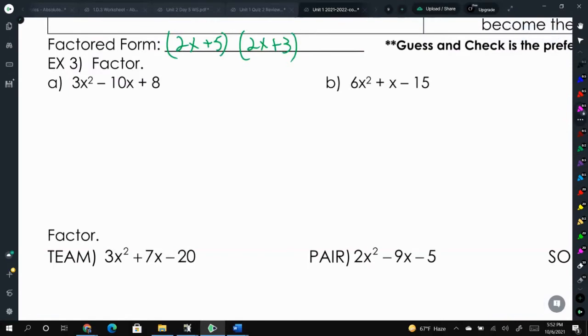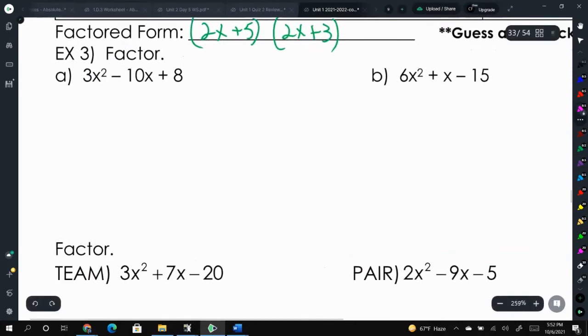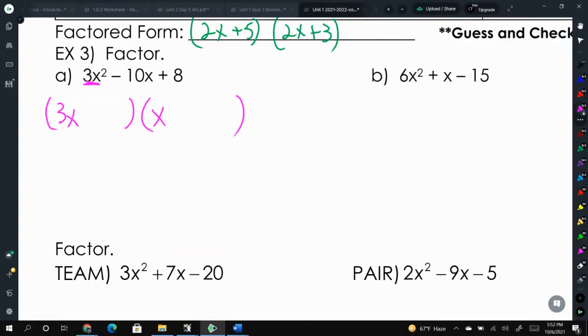This problem here, 3x squared minus 10x plus 8. I'll do this one by guess and check. When I guess and check, I'm going to have two parentheses. One of the reasons I'm going to guess and check this one is because my A term is 3, which means I have to have 3x and x as my first terms, because those are the only two things you can multiply together to get 3x squared. Now, for the other parts, I have 8. So my factors of 8 are 1 and 8, and 4 and 2. So I don't have a lot of factors of 8.